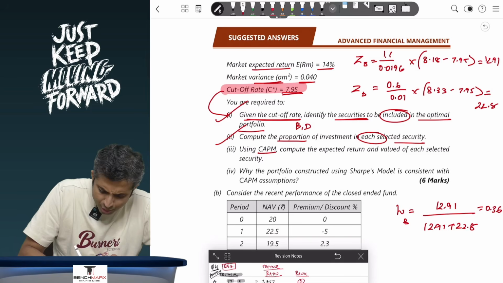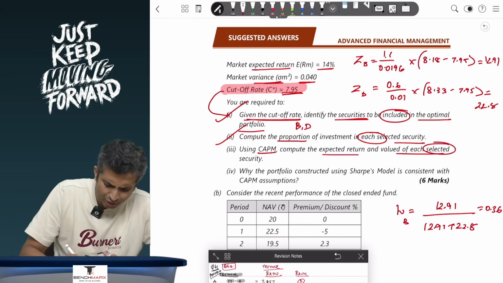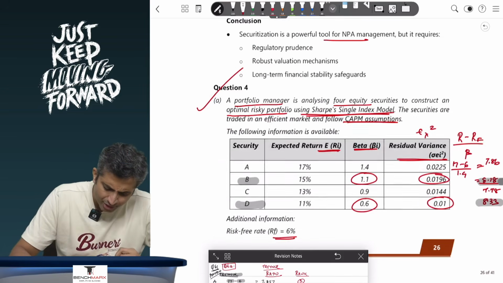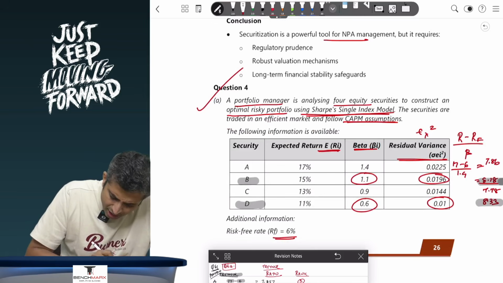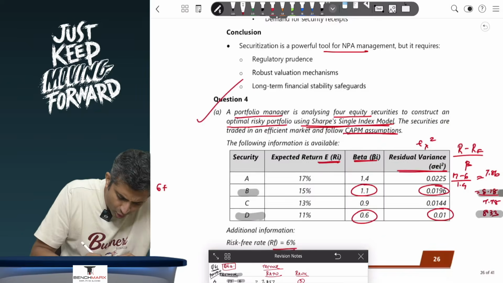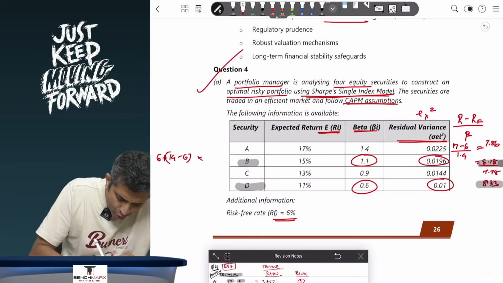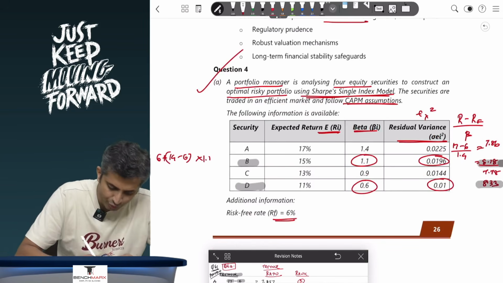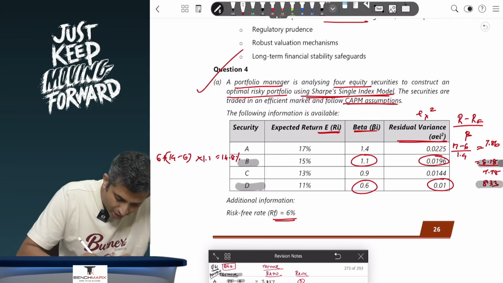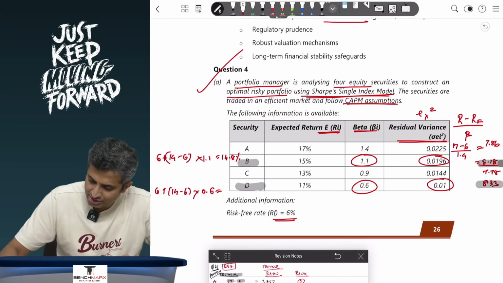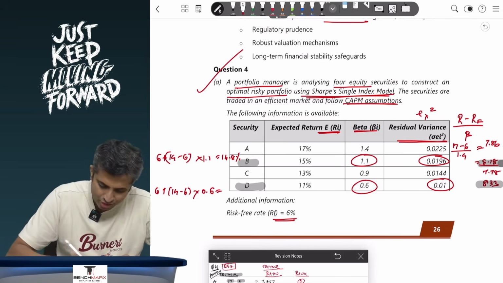Using CAPM, compute the expected return and value of each selected security. You can do it for all 4, or only for the selected securities B and D. So what is a big deal? For B, you look at CAPM, that is 6 plus RM, 14 minus 6, into the beta of 1.1. So this is 8 into 1.1 plus 6, which comes to 14.8. For D, again this is 6 plus 14 minus 6 into a beta of 0.6. So this is 8 into 0.6 plus 6, which comes to 10.8.